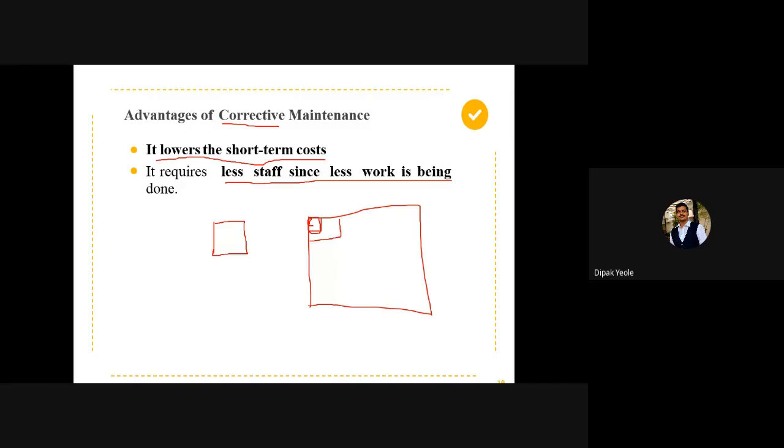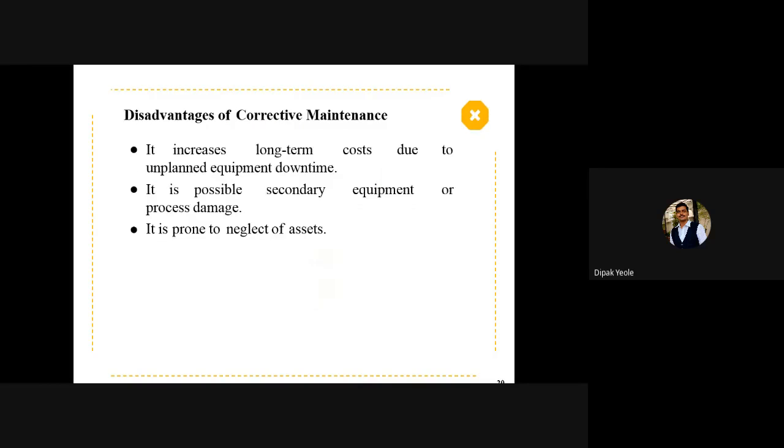Now, what are the disadvantages of corrective maintenance? It increases the long-term cost. Obviously, we have to carry out this corrective maintenance for a long time. It is possible to have secondary equipment or process damage, and it is prone to neglect of the assets. So this is again the major disadvantage of corrective maintenance, or you can say breakdown maintenance.